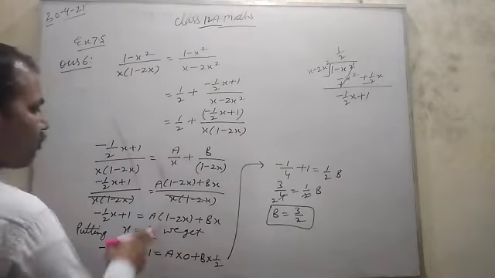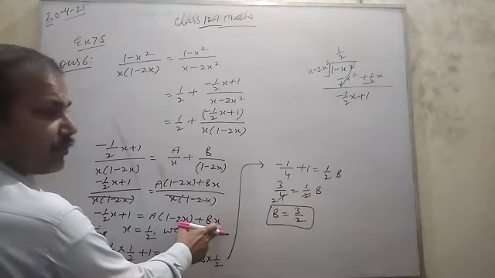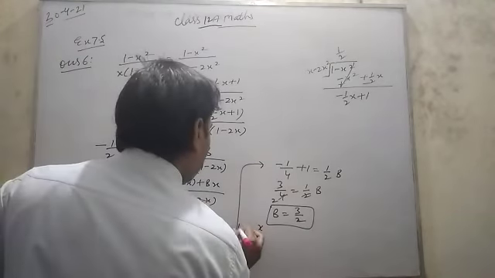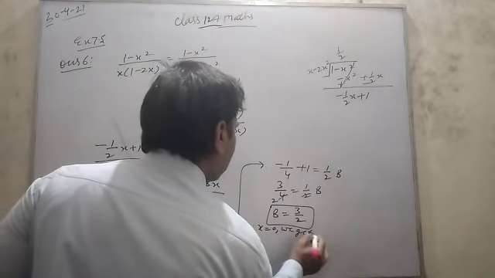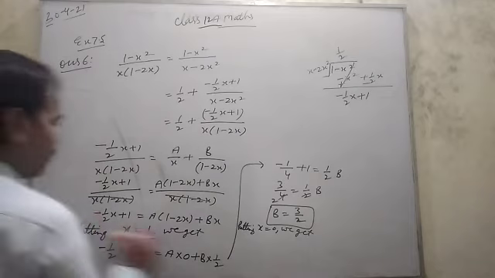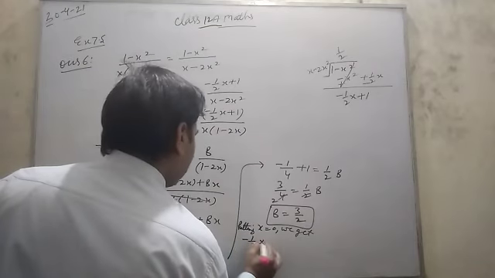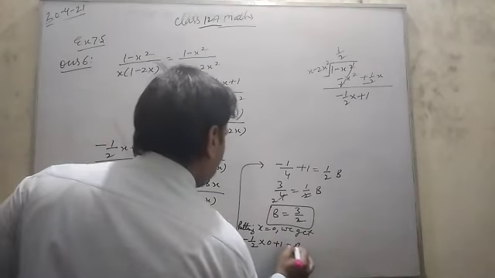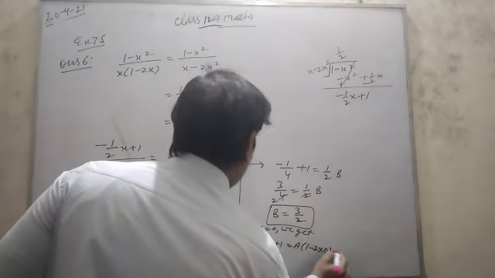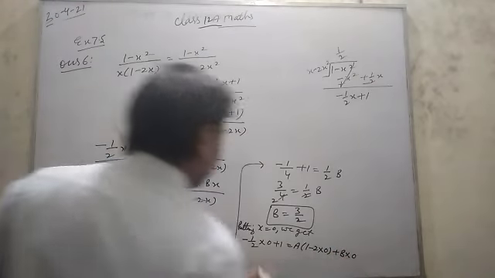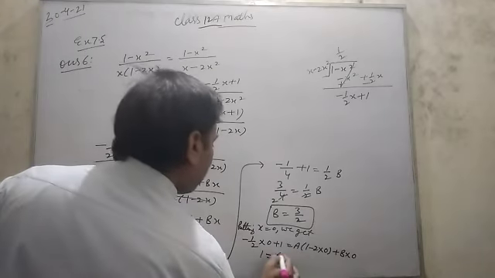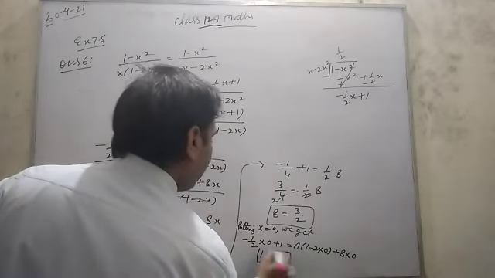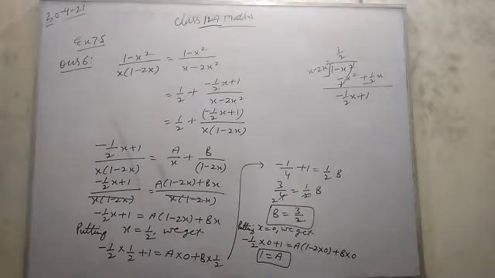Then the a value. For the coefficient of b you put 0, which means x is equal to 0. Putting x is equal to 0 we get: minus 1 by 2 into 0 plus 1 is equal to a(1 minus 2 into 0) plus b into 0. So this is 0, which means 1 is equal to 1 minus that, that also will be 0, so a is equal to 1. Clear? So these are the a and b values.